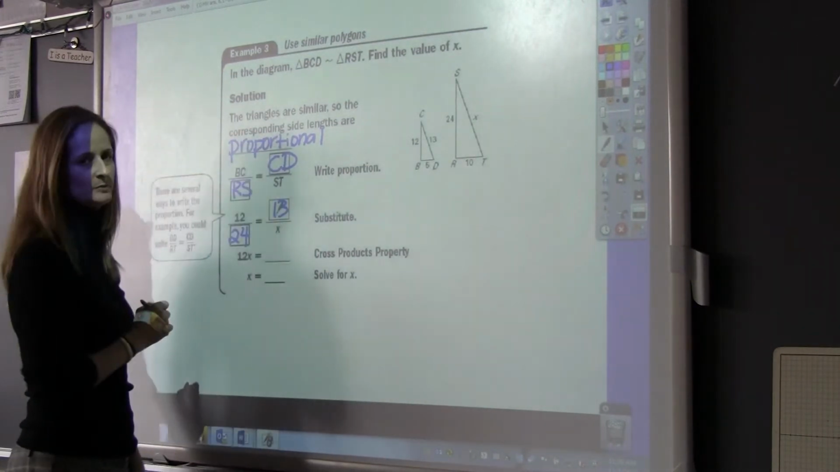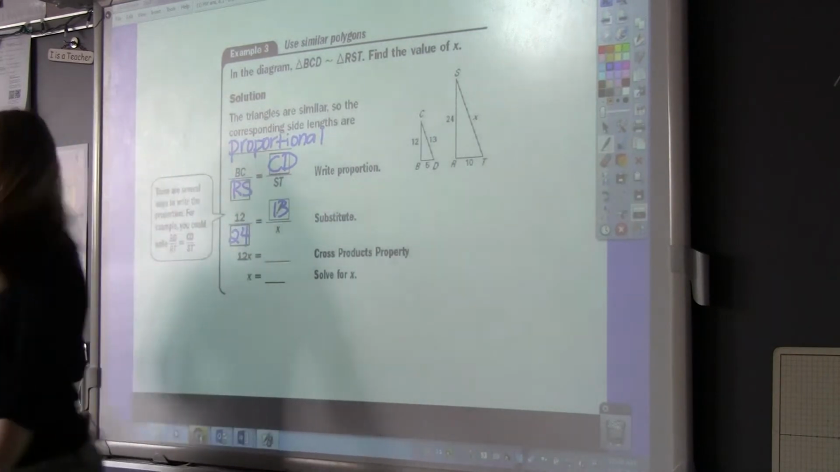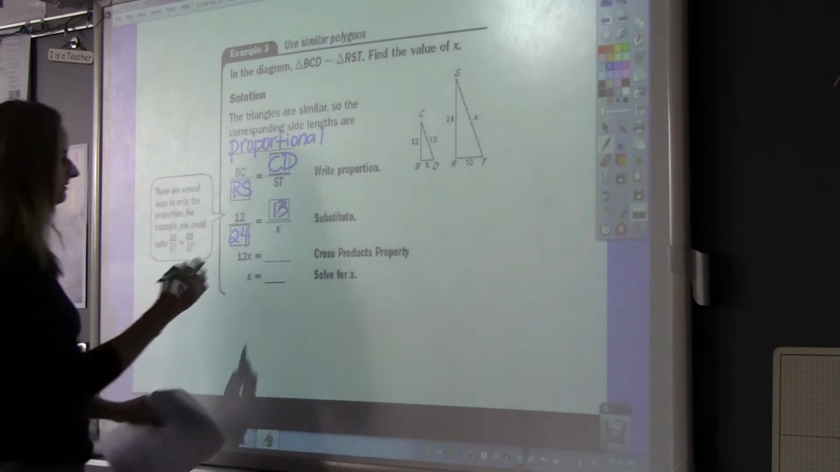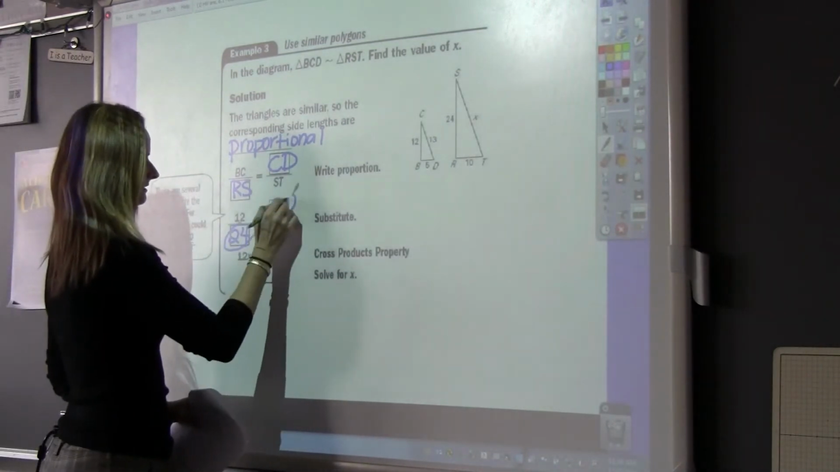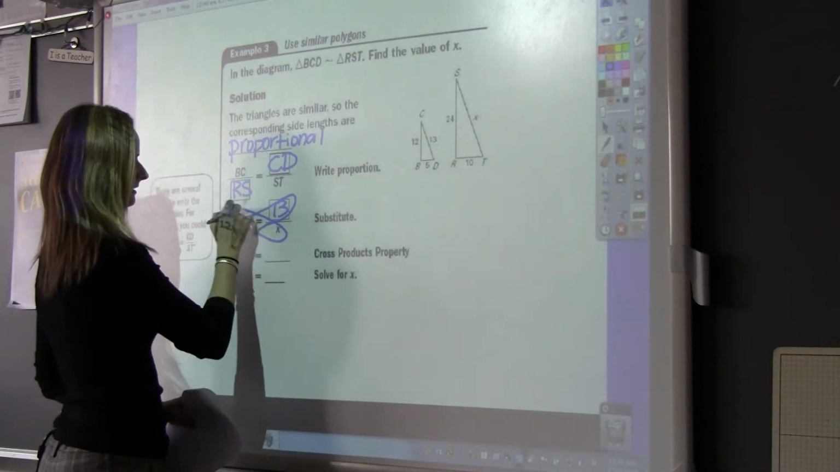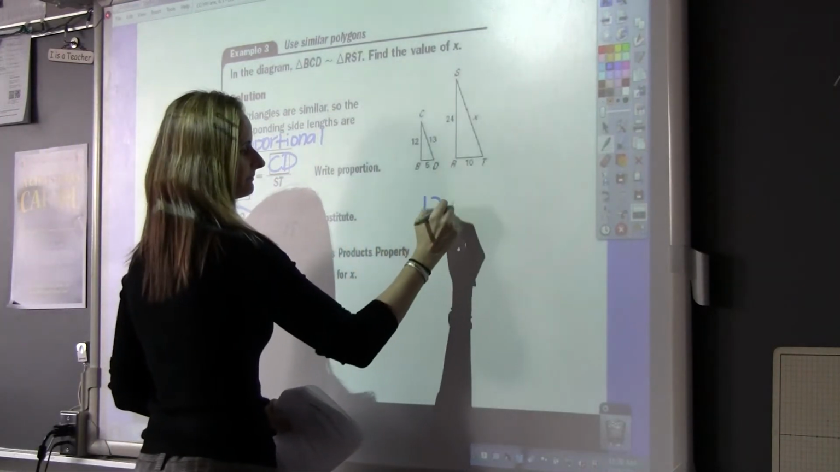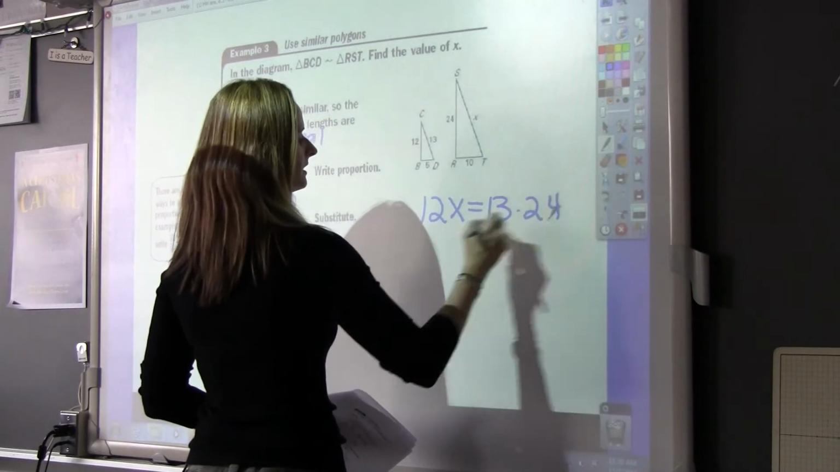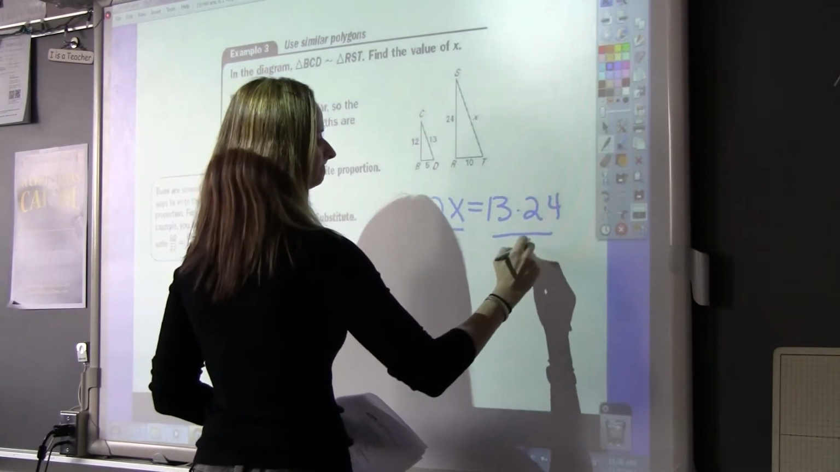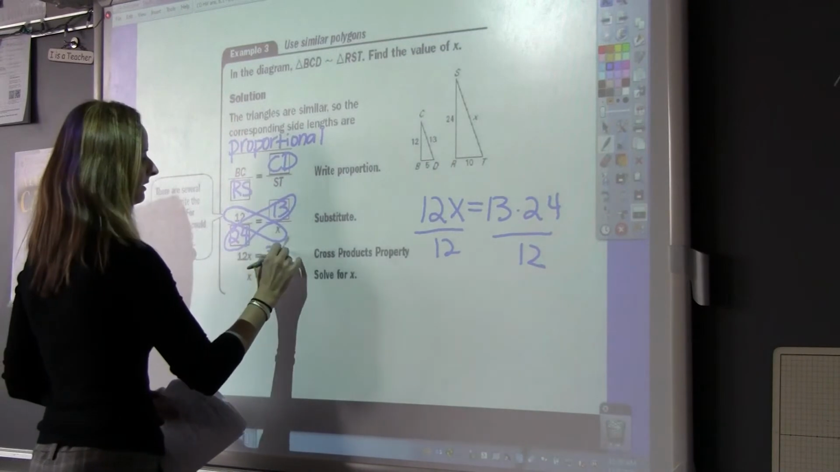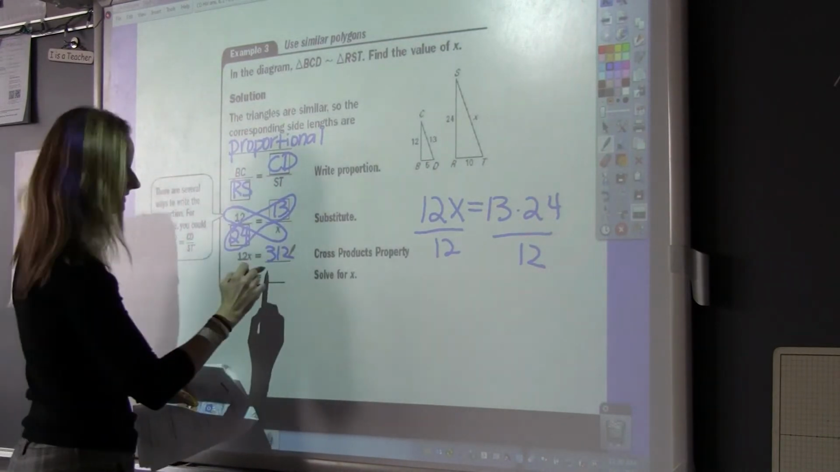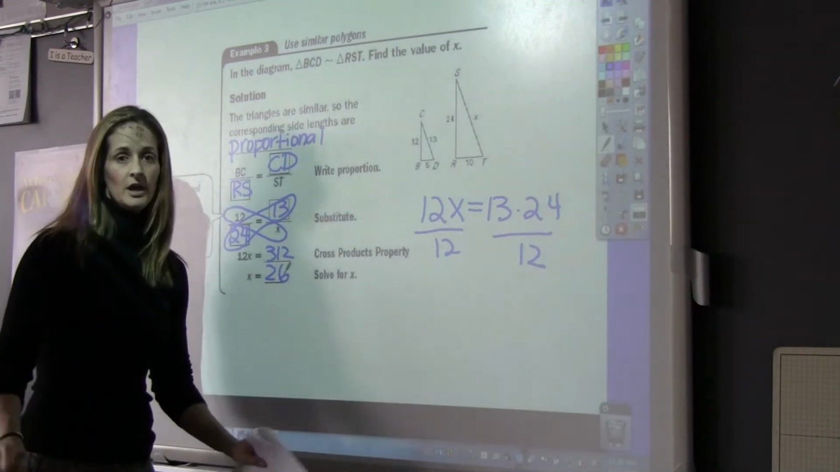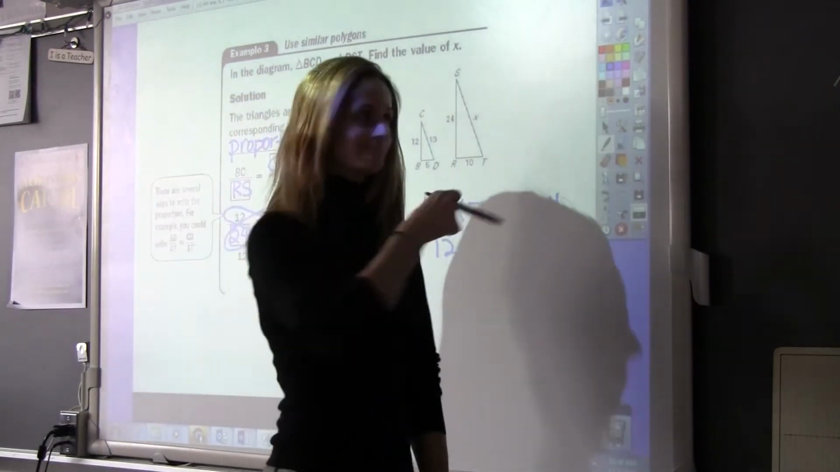So then we would cross multiply and divide. So this is going to be 12 times x equals 13 times 24. Divide both sides by 12. And this is 312. When you divide both sides by 12, you get 26. And they've only asked you to find the value of x, so you're done. No substituting.